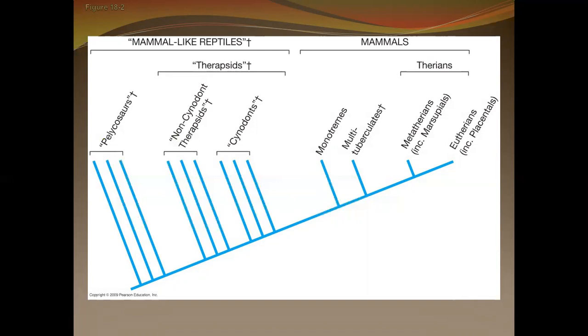Monotremes continue to exist. The multituberculates have gone extinct. And then we have a small hierarchy within the remaining mammal groups. The marsupials and the placentals make up the Therian group. The monotremes are the outgroup of that. And both of these Therian groups still have living descendants alive today.